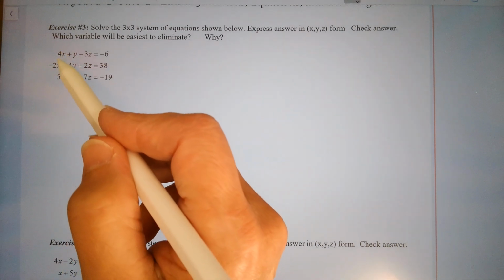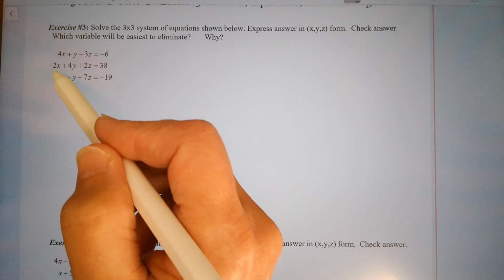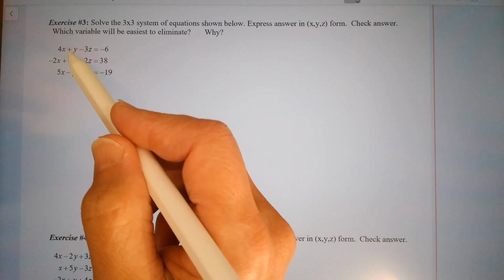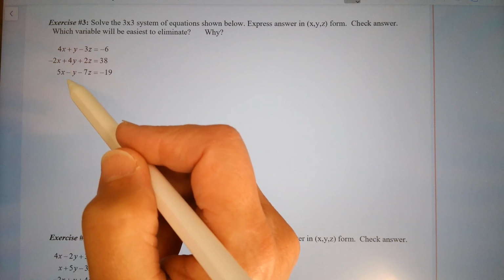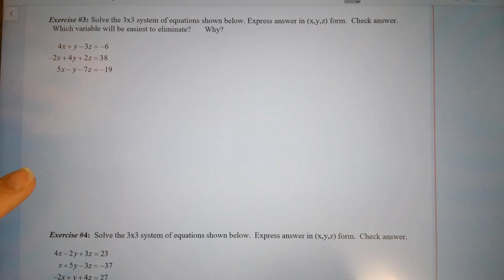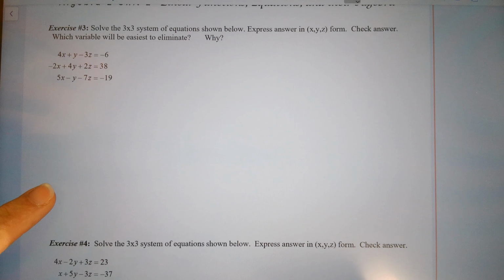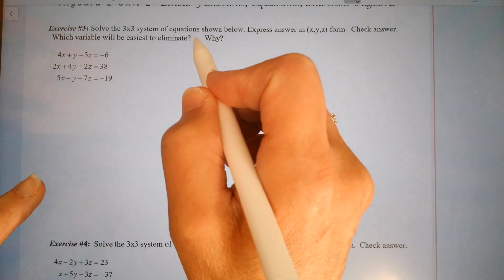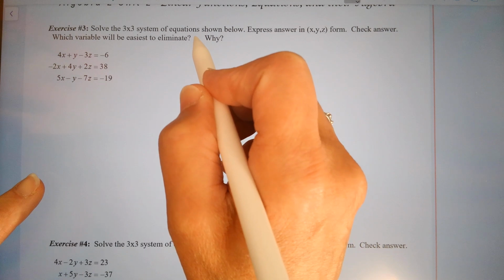Alright, so look at our x's. 4x, -2x, 5x, none of them are opposites. Our y's, we've got a 1y, a 4y, and a -1y. So we have one pair of y's that are opposites already. And our z's, no, they don't look good. So definitely our y's are easier to eliminate.